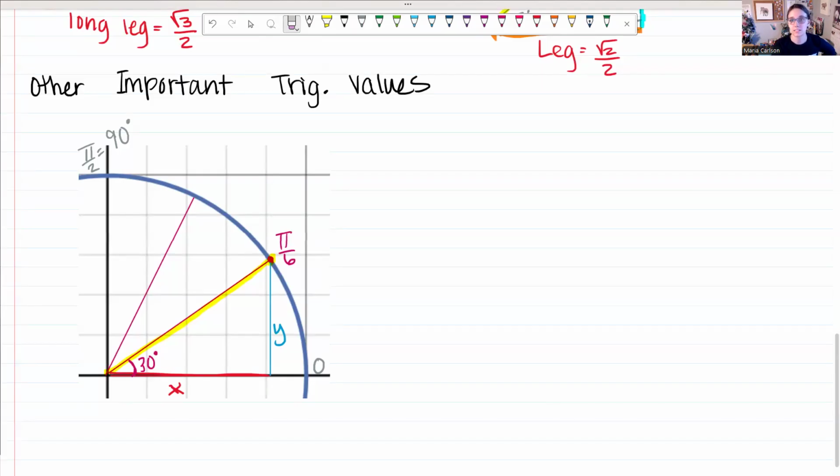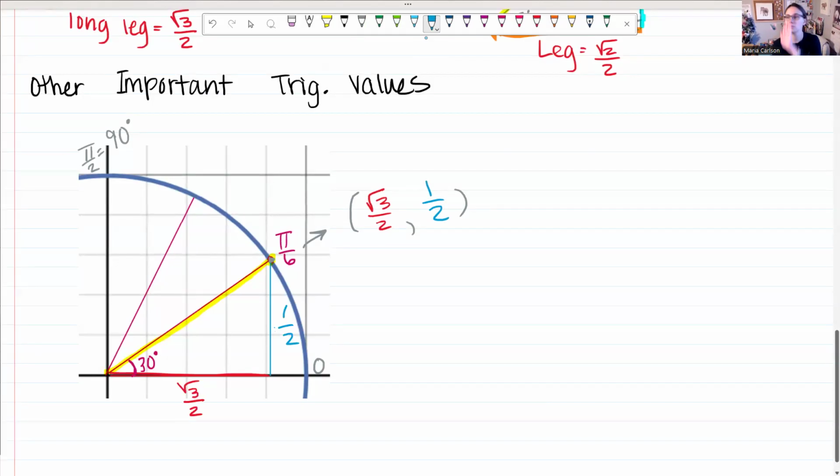Now, I could actually specify what x and y are because this is a 30, 60, 90 triangle. I know the shortest side. y, the shortest leg, has to be 1 over 2. And the longest leg is the square root of 3 over 2. So this pi over 6, I could actually write this point has the coordinates x comma y. X is square root of 3 over 2, and y is 1 over 2.